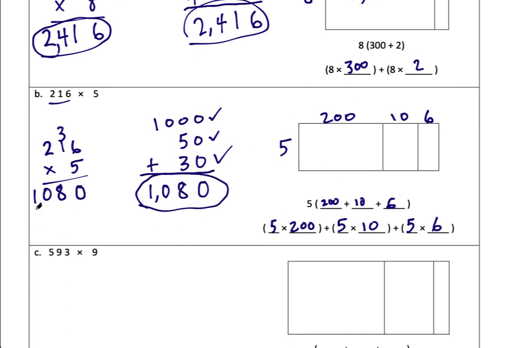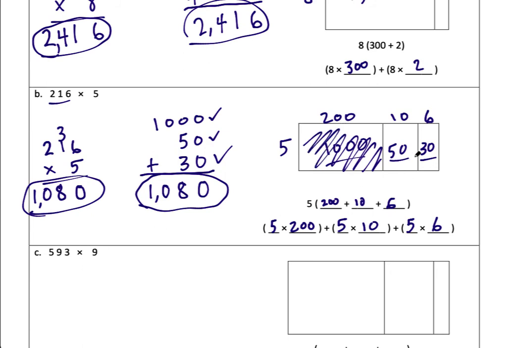So partial products, standard algorithm, area model. You can put your answers inside here, too, if you want. You can do this if you'd like. I just saved some time. I did not do this. But you're more than welcome to put your answers inside. This is the area. This is where you write area anyways. Remember, this is what it covers. So this covers 1,000 square units. This covers 50 square units. This covers 30 square units.